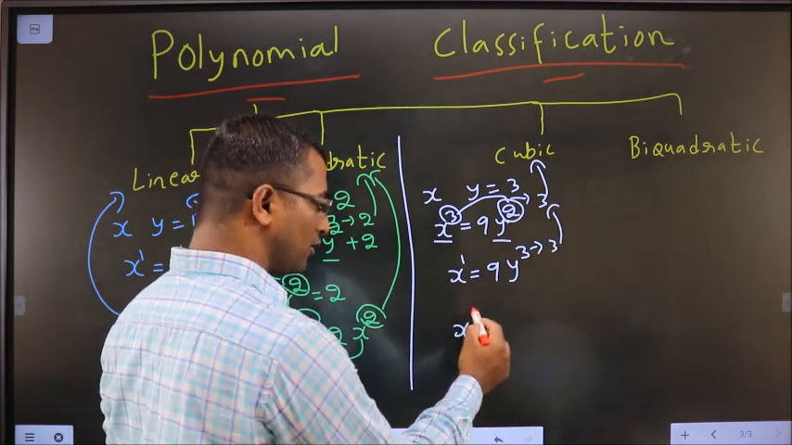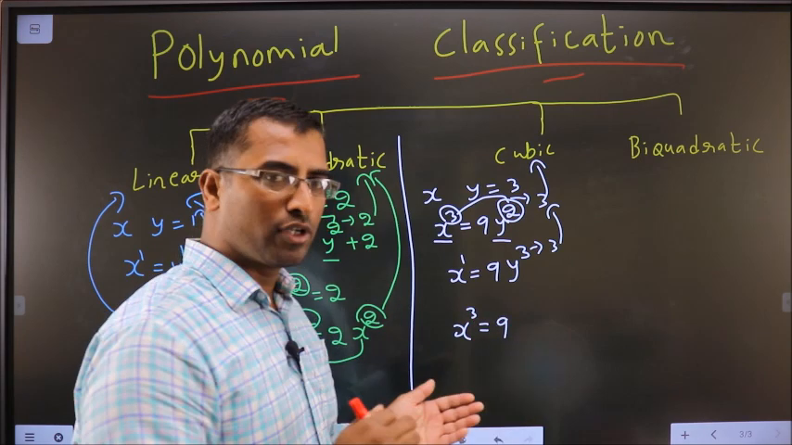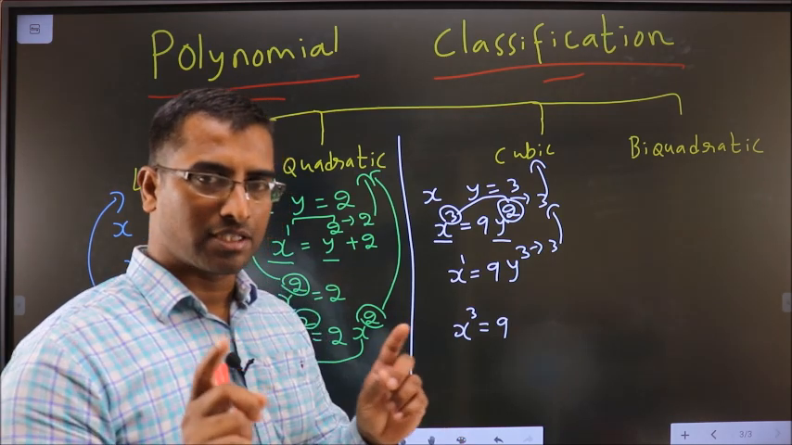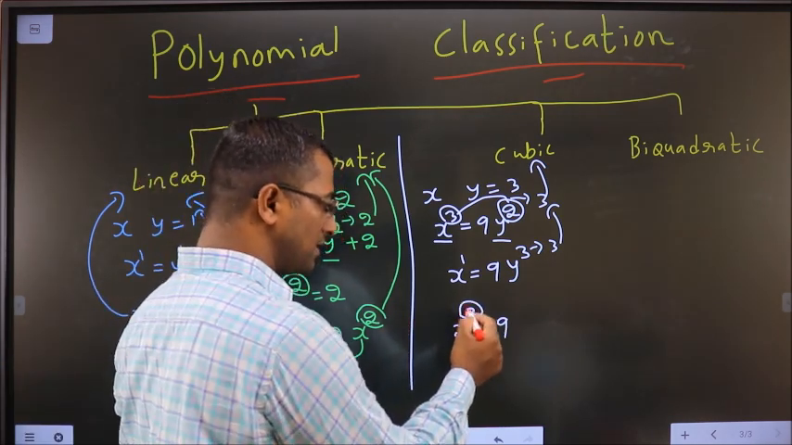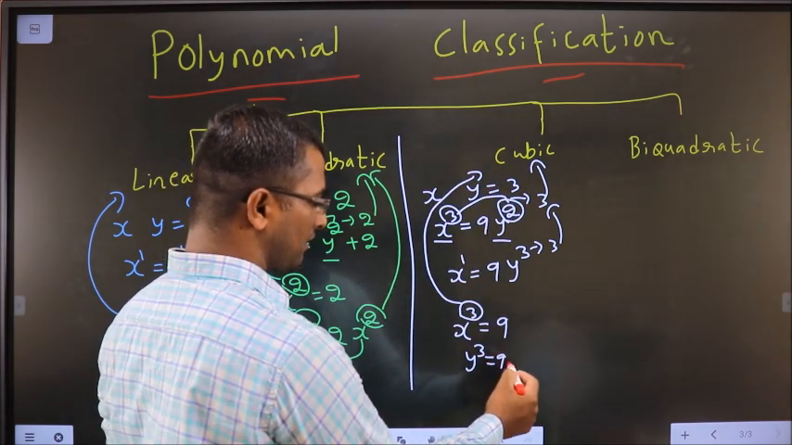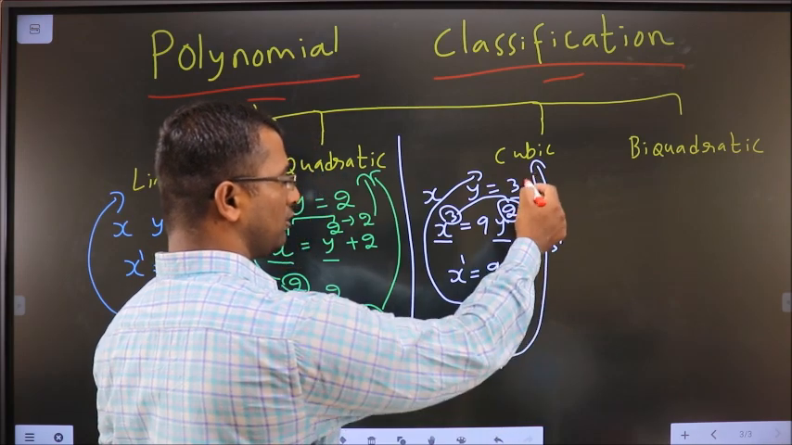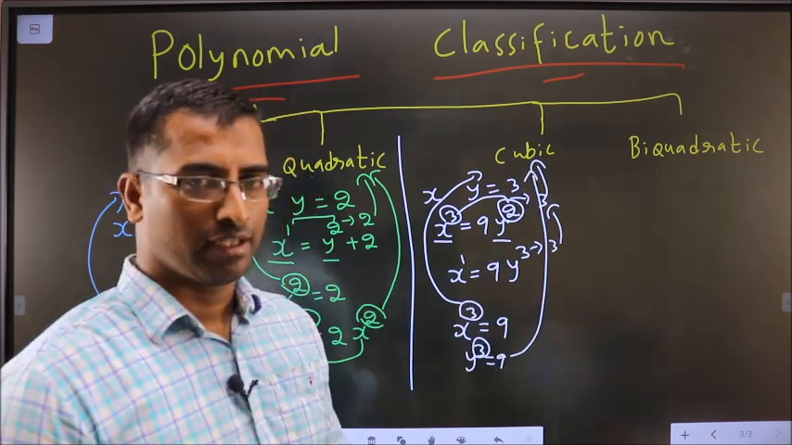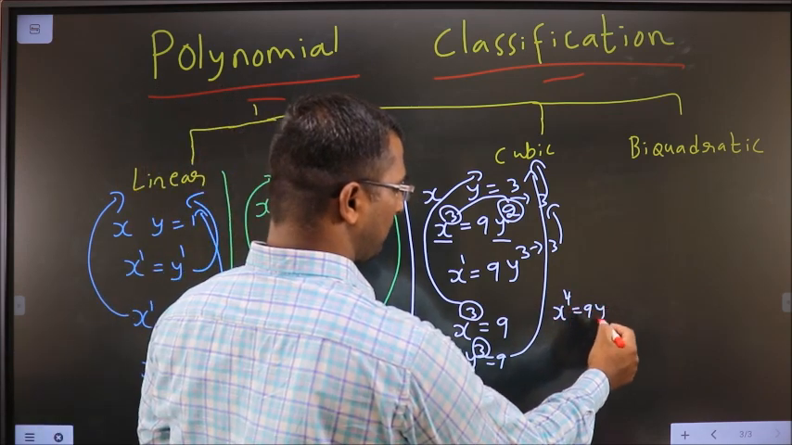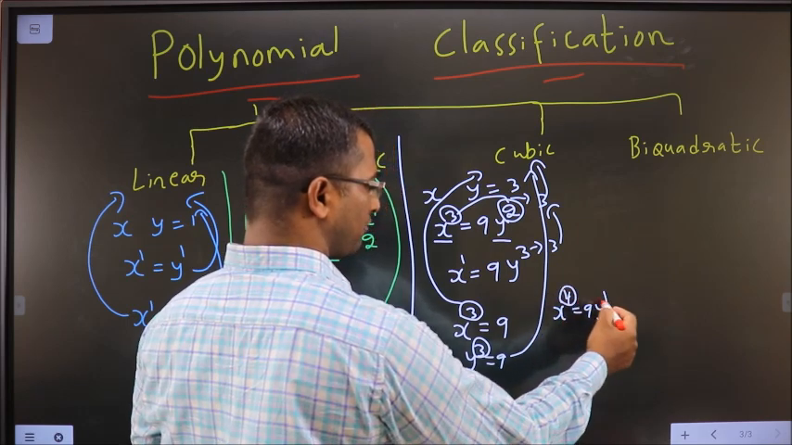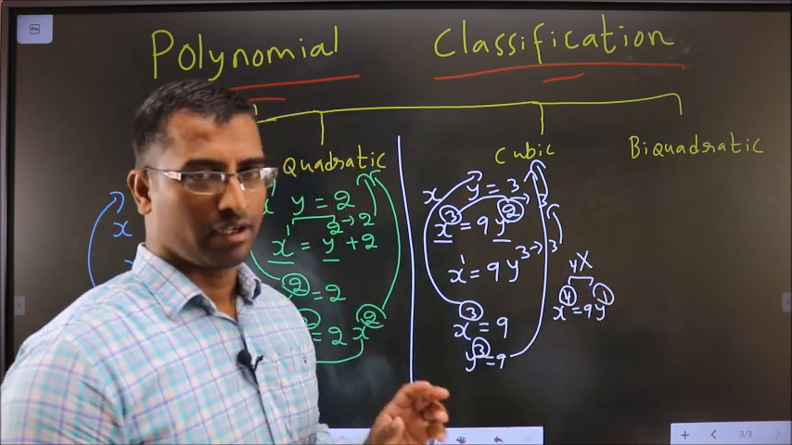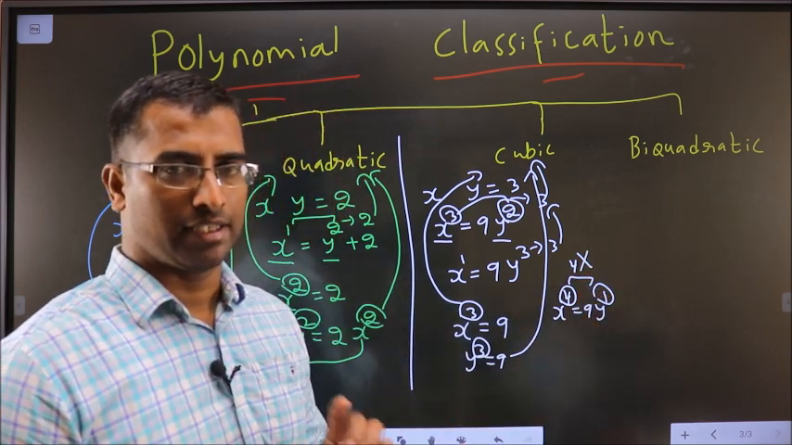Let us say x cube equal to 9. Here only one variable is present. How many variables is present is not of importance. Only highest power. Highest power is 3, so still cubic. Now let us say y cube equal to 9. Highest power is 3, so still cubic. Okay. Now let us say x power 4 equal to 9y power 1. Here the power is 4, here it is 1, highest is 4, so this cannot be called cubic. Clear? Cubic means highest power should be 3.